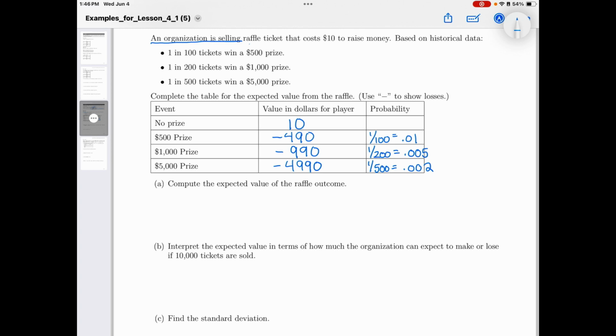So in order to figure out the probability of them not having to pay any prizes for this one here, all of those probabilities need to add to 1. So to figure that out, I'm going to take 1 and I'm going to subtract 0.01 minus 0.005 minus 0.002. What's left over is going to be the probability of them not having to give out a prize. So when we do that arithmetic, we're going to get that the probability of not having to give a payout is 0.983. So we're going to put that here.